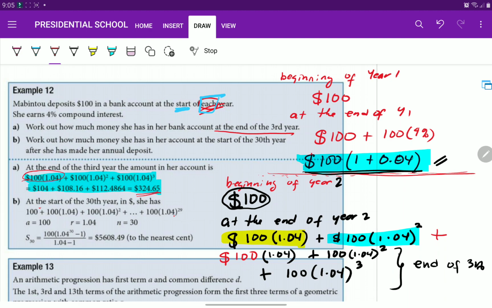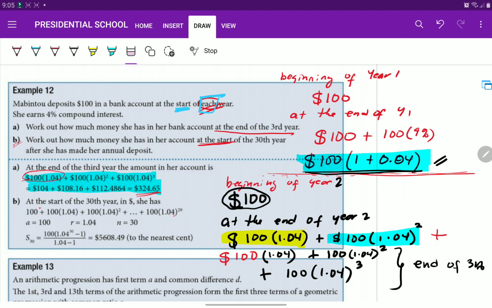So it's actually a good habit to save even just a little amount of money every year. You will notice that if you have $100 every year, oh my goodness, that's going to be a lot of money at the end of 30 years. Now, let's compute letter B. Work out how much money she has in her account at the start of the 30th year.